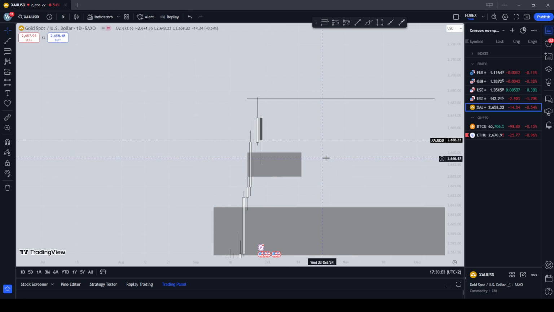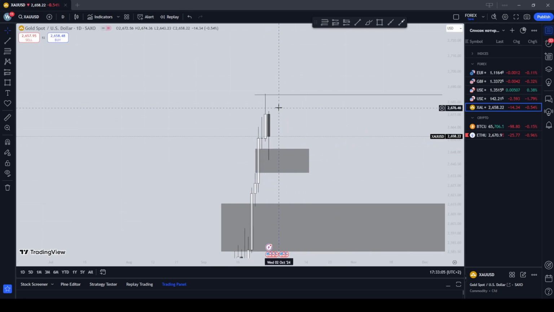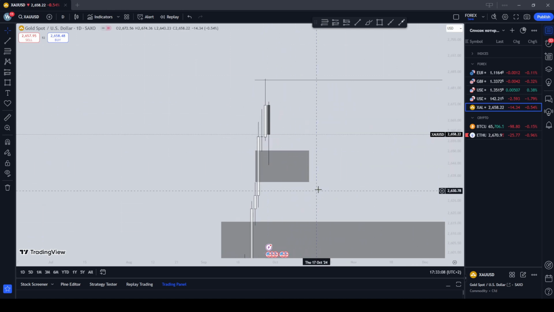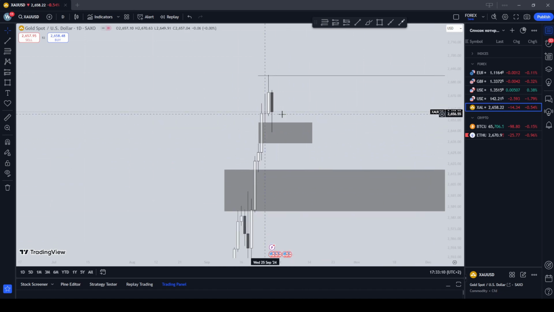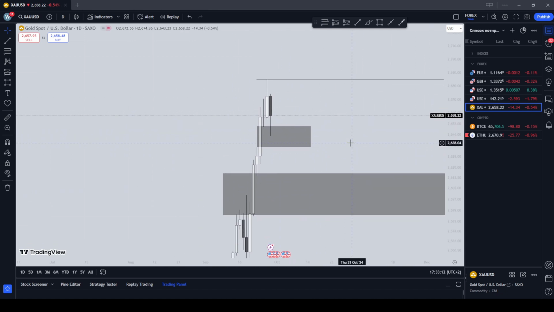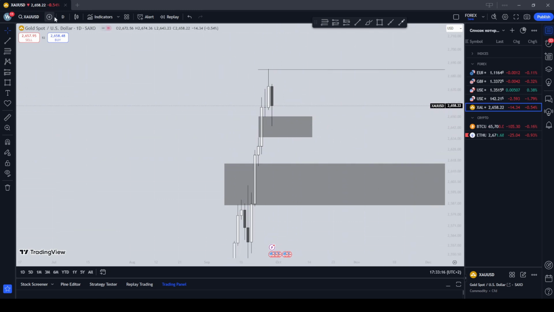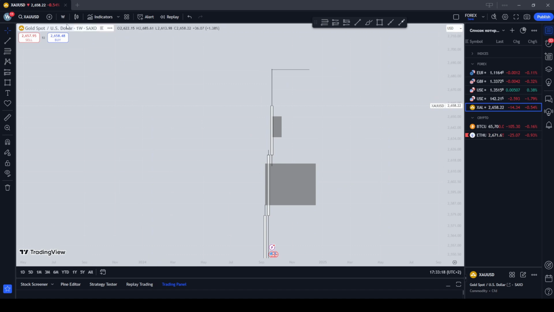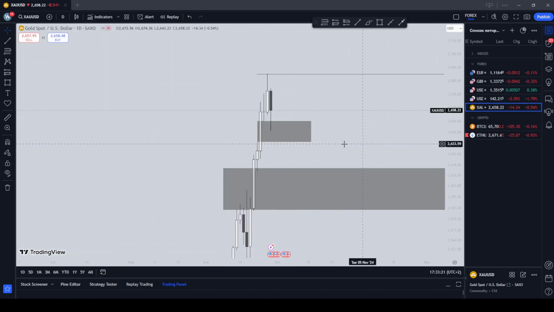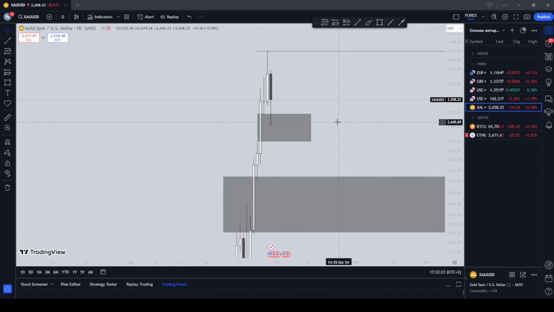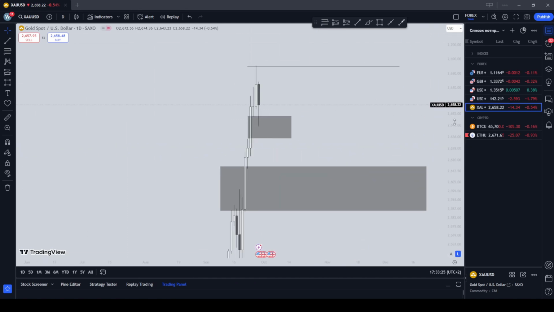So probably on Monday I will aim for the previous week high because, as I said, the daily POI zone is an imbalance and the target is the previous week high. My weekly bias is long, my daily bias is long, with a daily POI zone, so it looks very sweet.